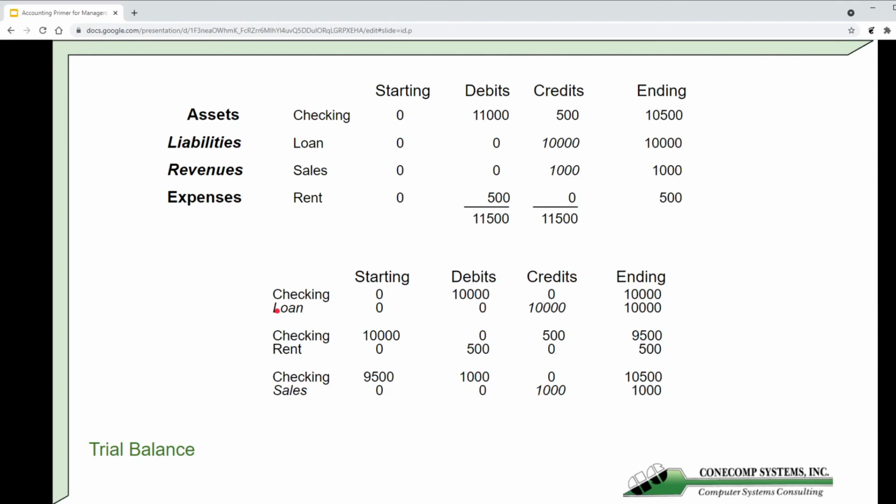But you notice the effect of doing that: it turns out every transaction in the general ledger has to balance. The debits have to equal the credits. And so you see here, the debits and credits are 10,000, here they're 500, and here they're 1,000. And all because we reversed the inner two classes of accounts. Each one of these transactions balances.